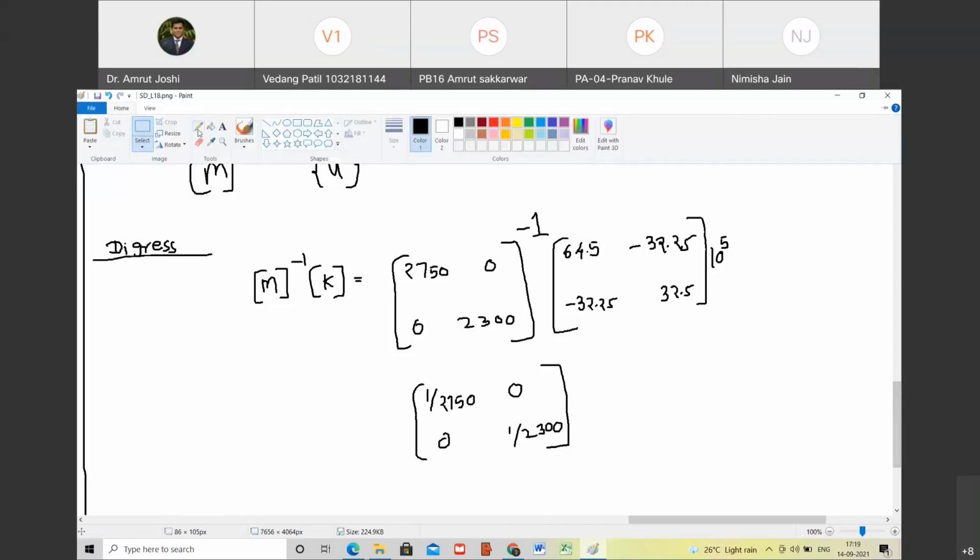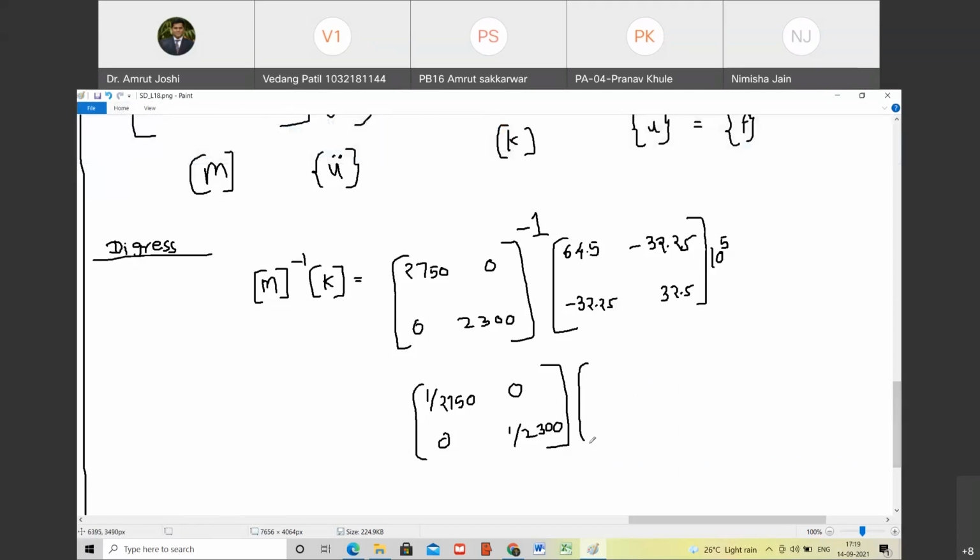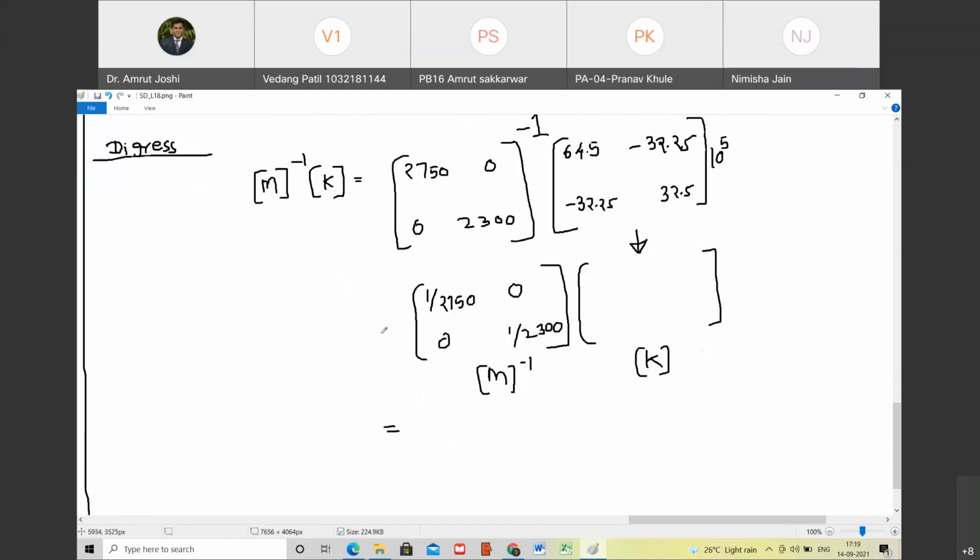The K matrix will remain as it is. I am writing this matrix here as it is. Happy? This is the K matrix. This is M inverse. And now I have to compute this multiplication. Do you agree with me? Yes.